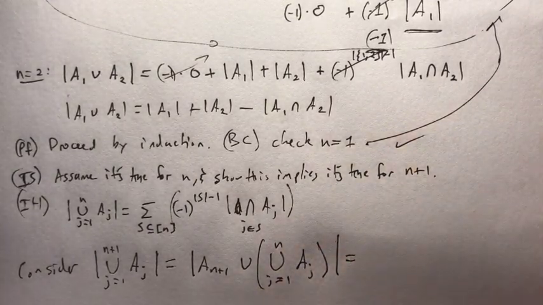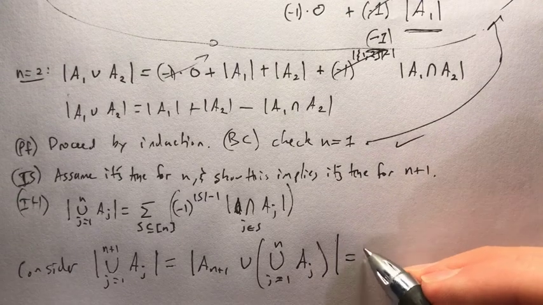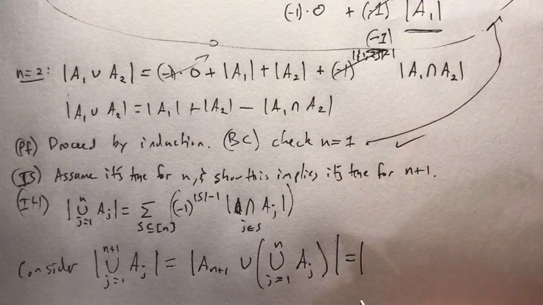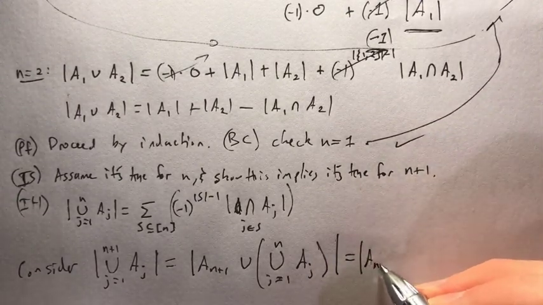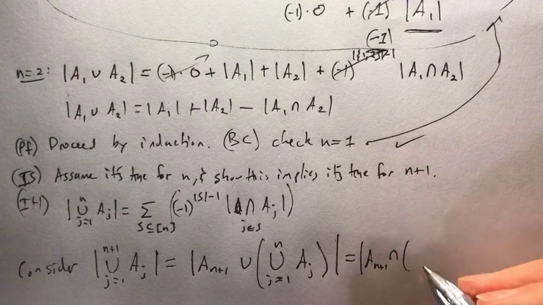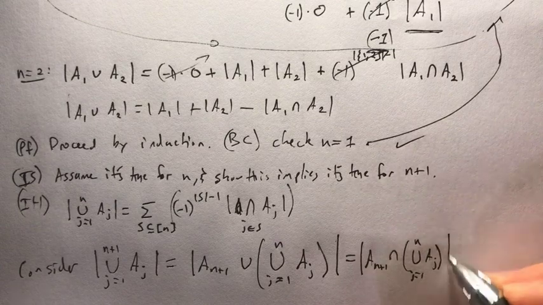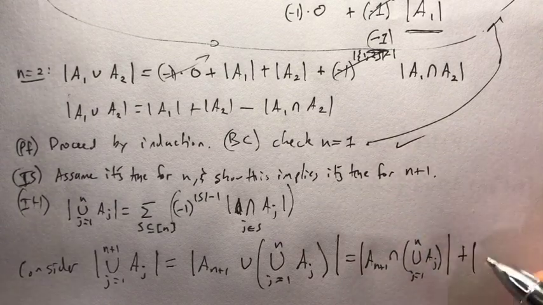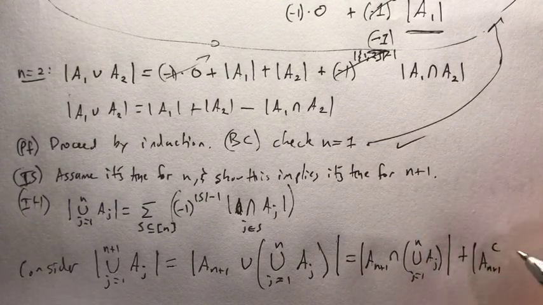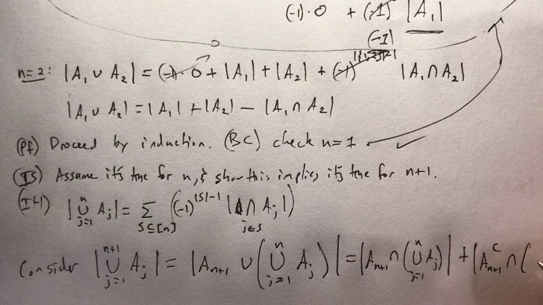And this is equal to, by my corollary, An plus 1 intersect this union plus An plus 1 complement intersect the big union.